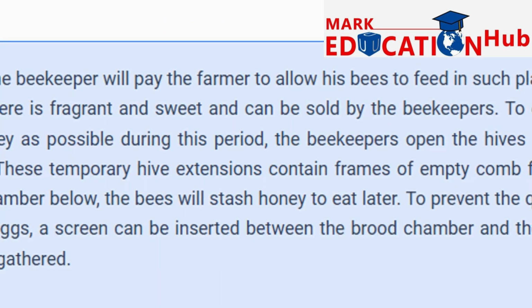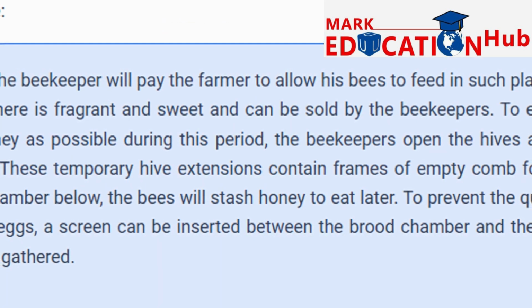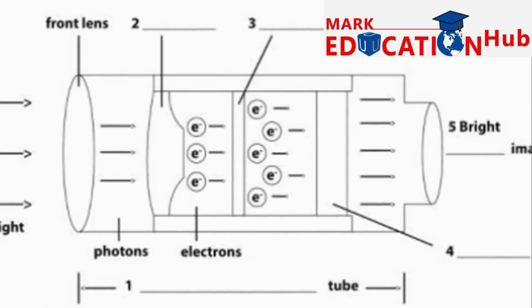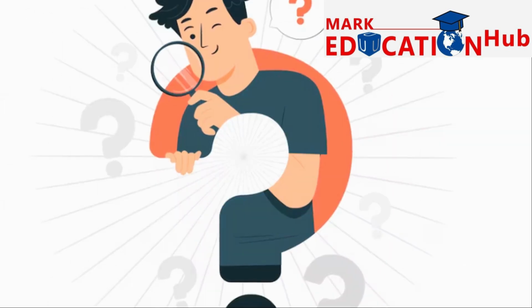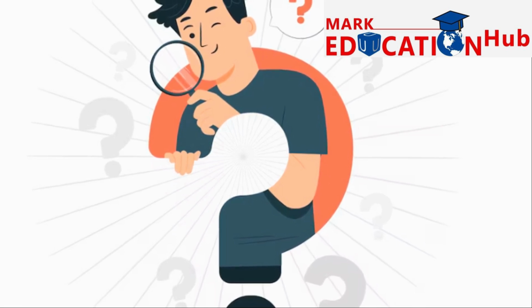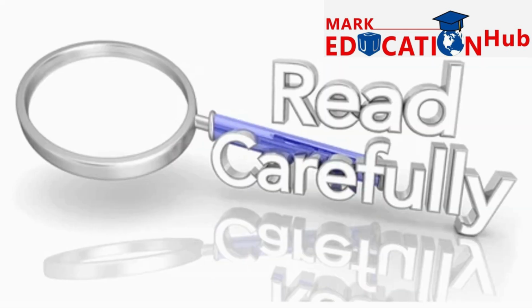Each type of diagram presents information in a specific way. Understanding the type of diagram will help you answer the questions correctly. Always read the instructions carefully before you start. The instructions will tell you how many words to use for each answer. Make sure you follow these instructions.